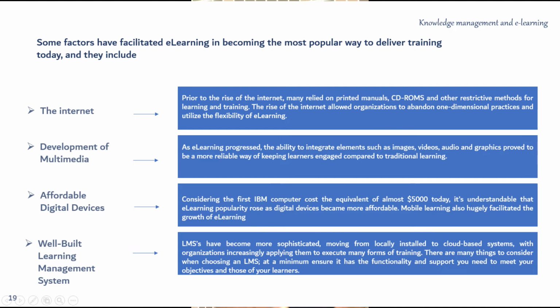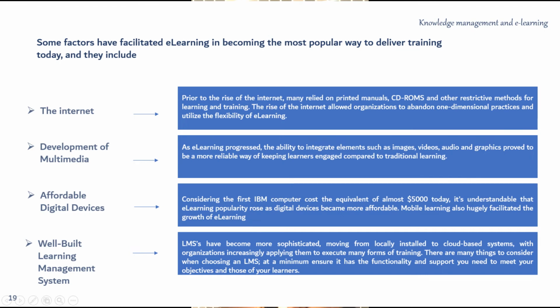Development of multimedia. As e-learning progressed, the ability to integrate elements such as images, audio, videos, and graphics proved to be a more reliable way of keeping learners engaged compared to traditional learning. Affordable digital devices. Considering the first IBM computer cost the equivalent of $5,000 today, it's understandable that e-learning popularity rose as a result of digital devices becoming more affordable. Like now, today, you can get an iPhone 14 for as low as $1,200 compared to the IBM computer.